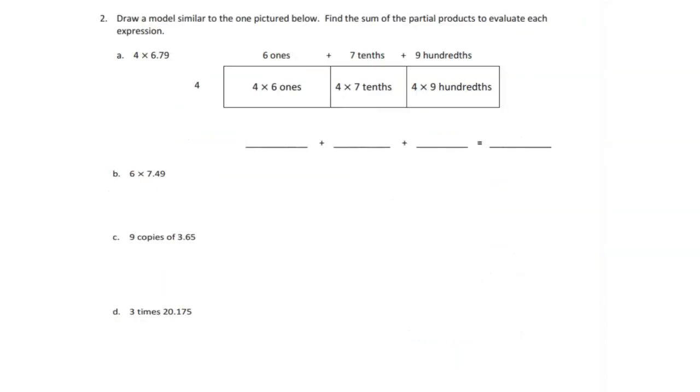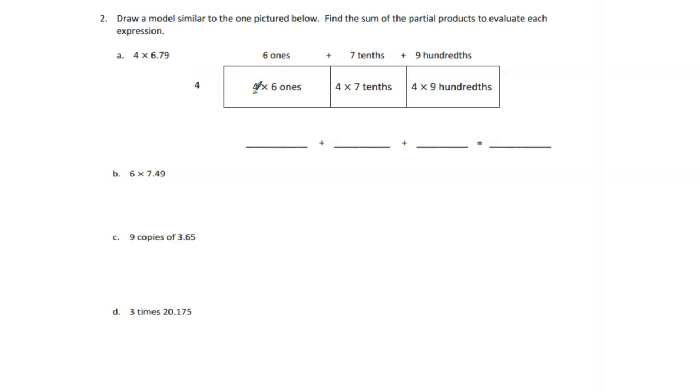All right, now number 2, it says, draw a model similar to the one pictured below. Find the sum of the partial products to evaluate each expression. All right, so here they did the whole model for us for A. Only thing we have to do is multiply and then add our partial products. So let's take a look.